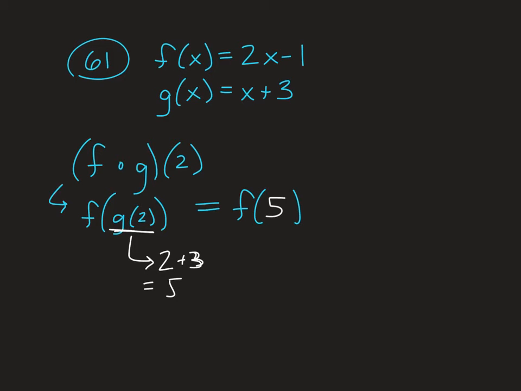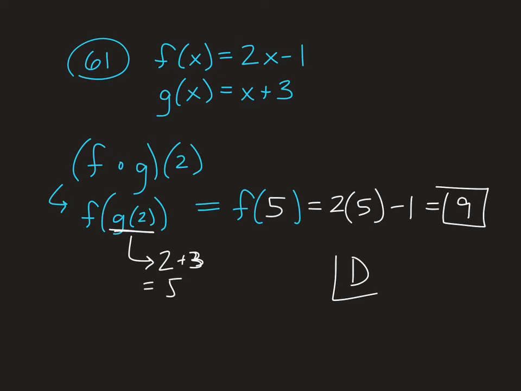So now we need to find f of 5, and f of 5 means that I need to plug 5 into the f function, so we'll have 2 times 5 minus 1. So our answer will be 9. And 9 is D.